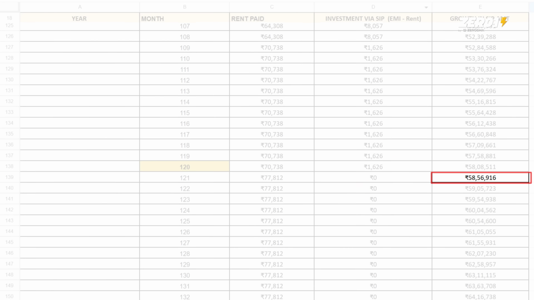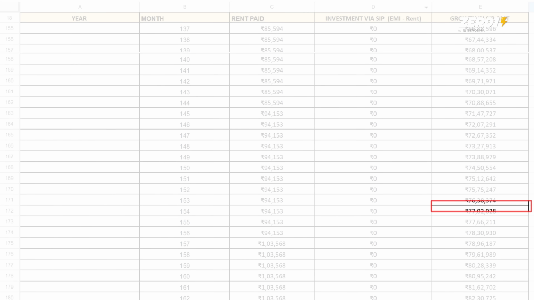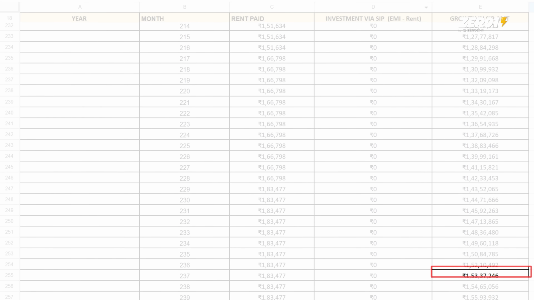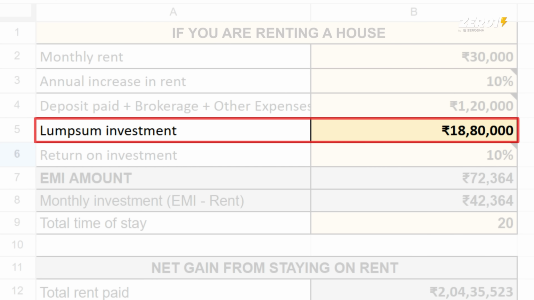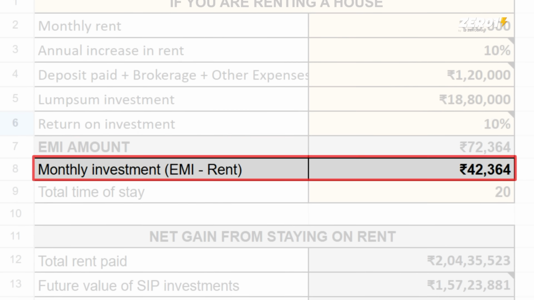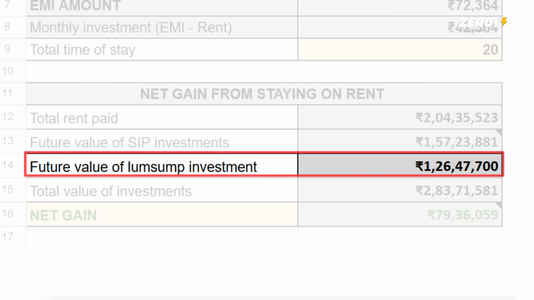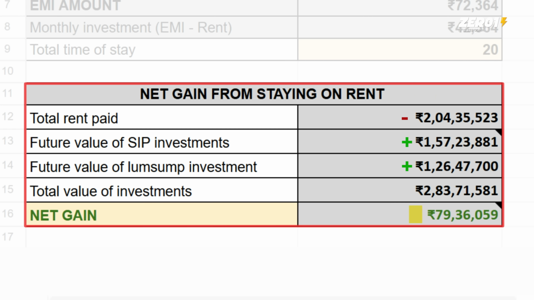Anyway, this amount, this SIP, grows over the next 20 years, and that value of your future SIP investments is 1.57 crores. Not bad. We can also see that there was an original lump sum. Remember the 18 something lakhs we invested in the first year? That has now become 1.26 crore rupees. So the net gain from renting is 79 lakh 36,000, provided he invests that differential amount over the next 20 years. Wow.